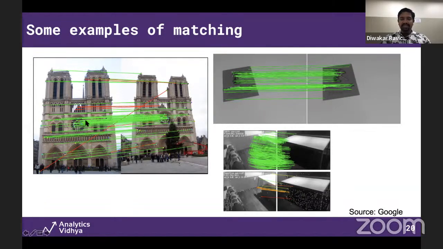So these are some things that the community is still researching, still trying to come up with better ways to do this, right? And in most places, it's doing pretty well, right? So moving across, these are just some examples of matching.